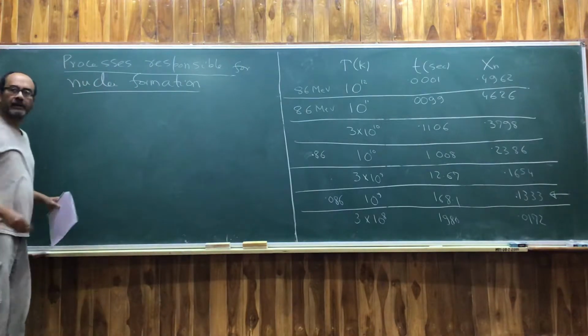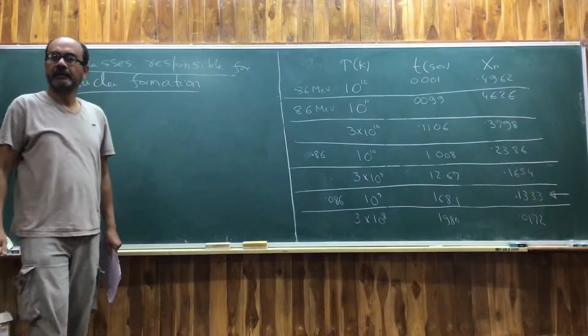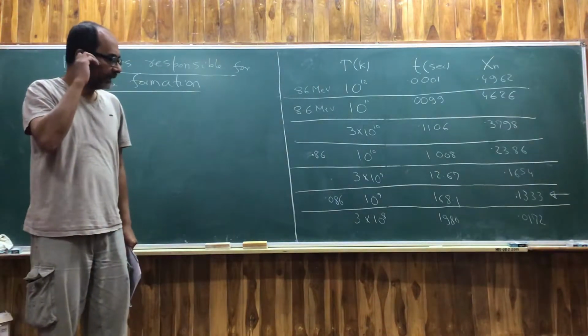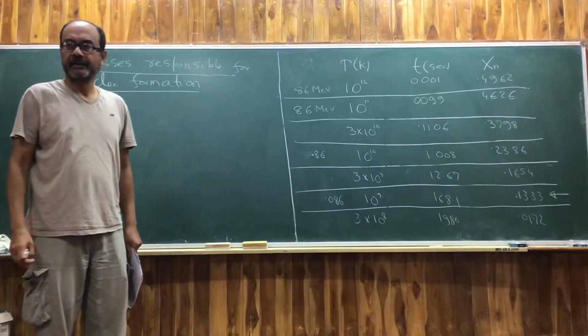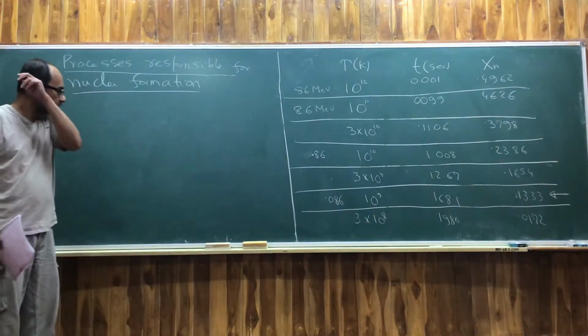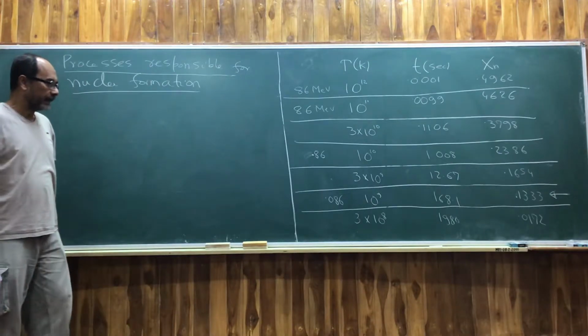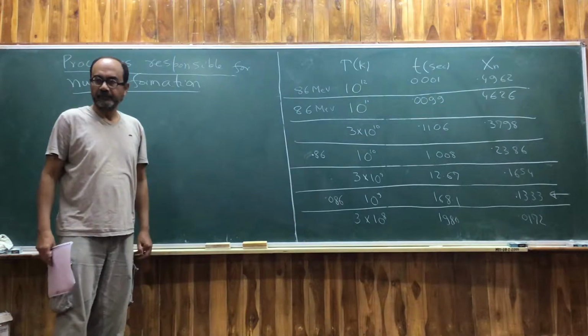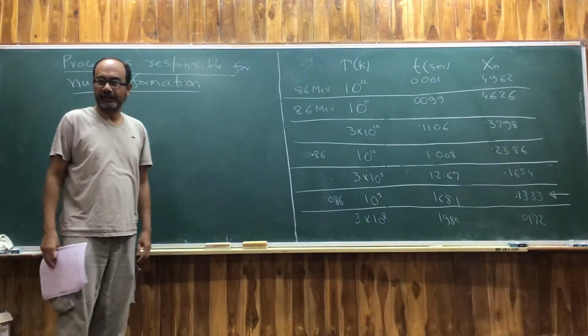So how much is this error usually in Xn due to this 10 seconds error? It will be about, I think, 10% error. Yeah, we'll make this error estimate in more detail later. It will be of that order.